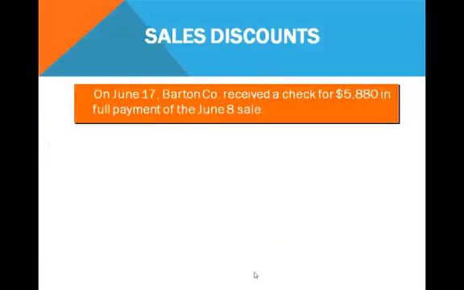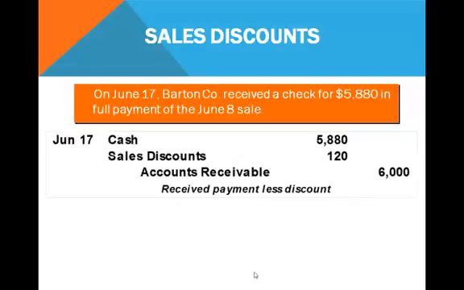On June 17th, Bart & Company received a check in full payment of the account. This entry includes a debit to cash of $5,880, which is the amount due of $6,000 less the 2% discount of $120. A debit to sales discount of $120 is the amount of the 2% discount, and a credit to accounts receivable for the total sales price of $6,000 removes that receivable.